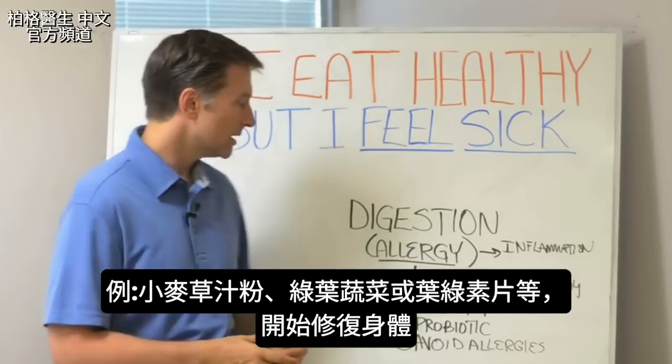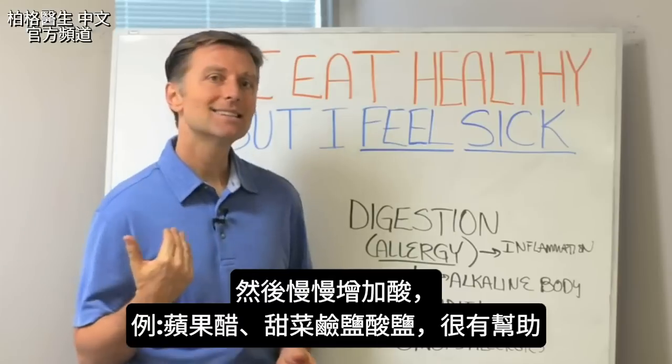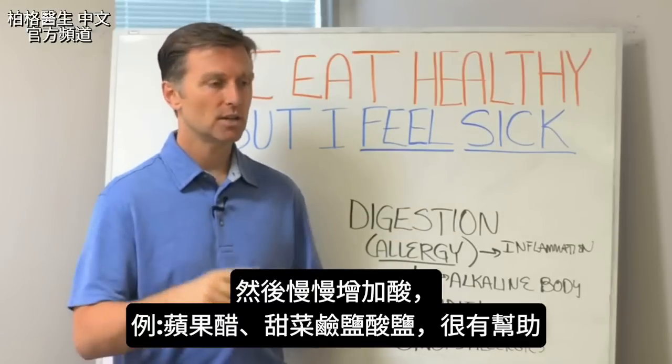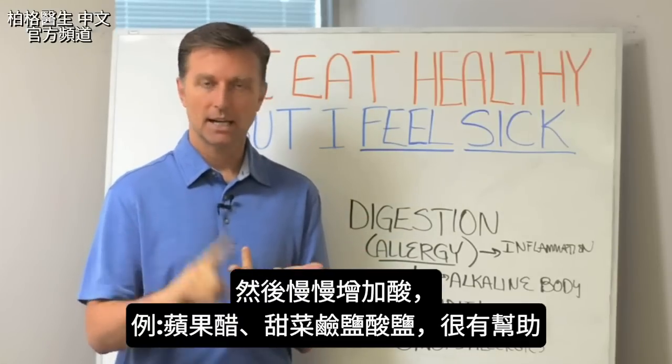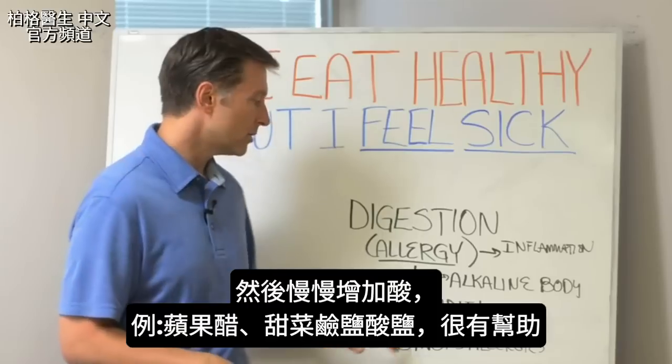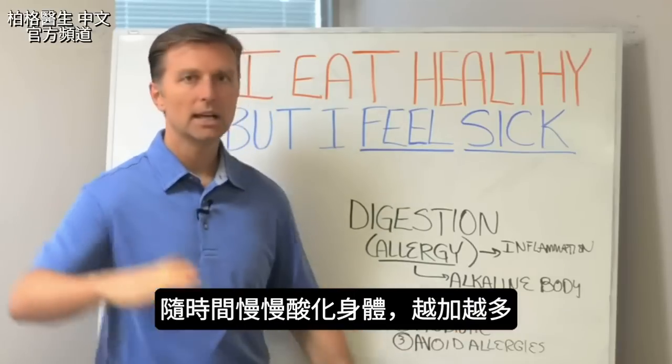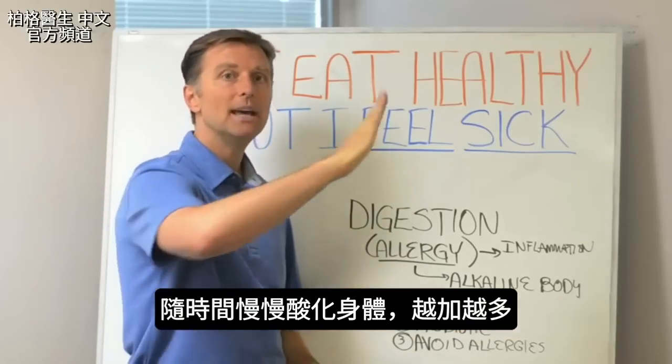You can do that, and that will start to heal your body, and then slowly start dumping more acid in it. You can use apple cider vinegar, betaine hydrochloride. That would really help. Okay, so we want to acidify the body slowly over time, and then add more and more.